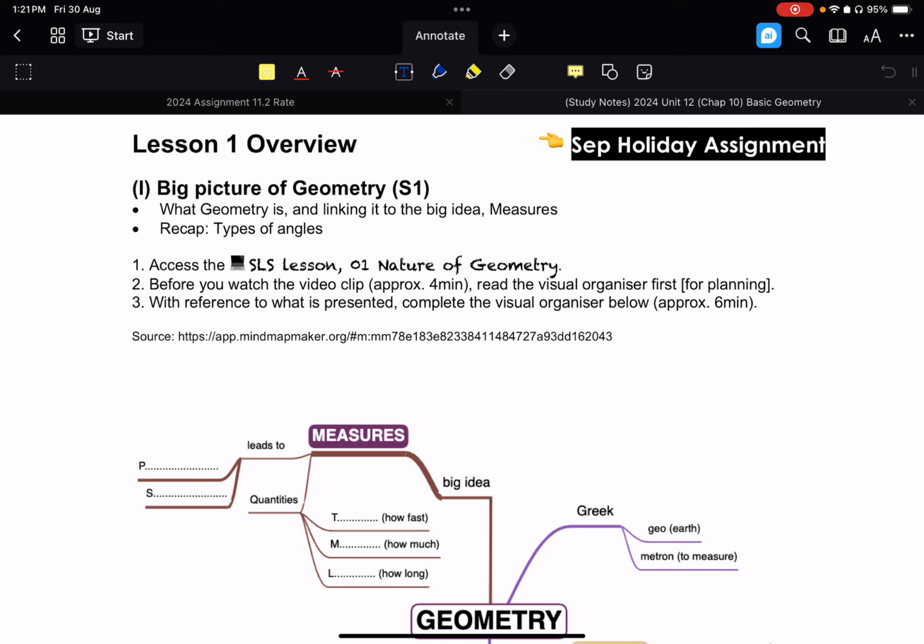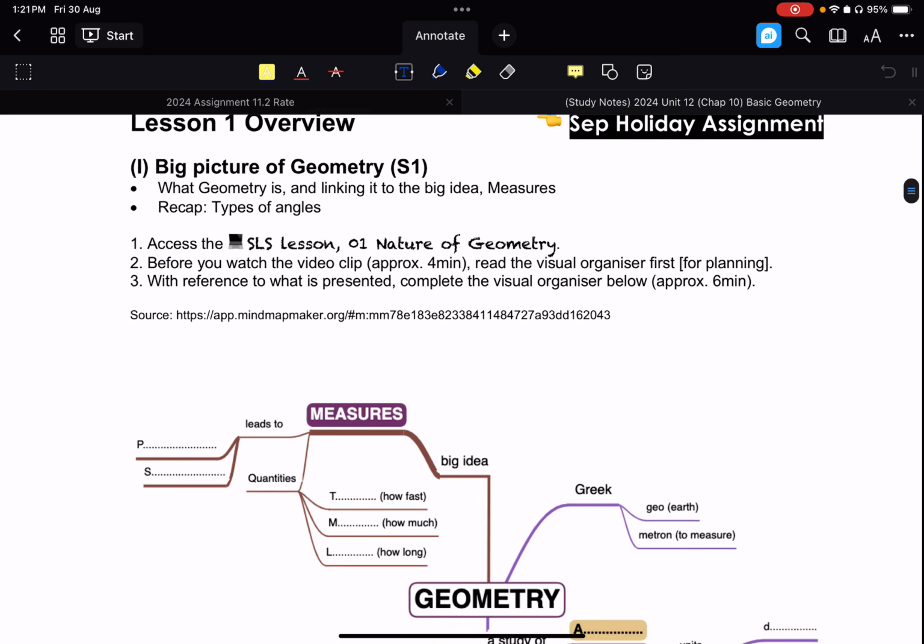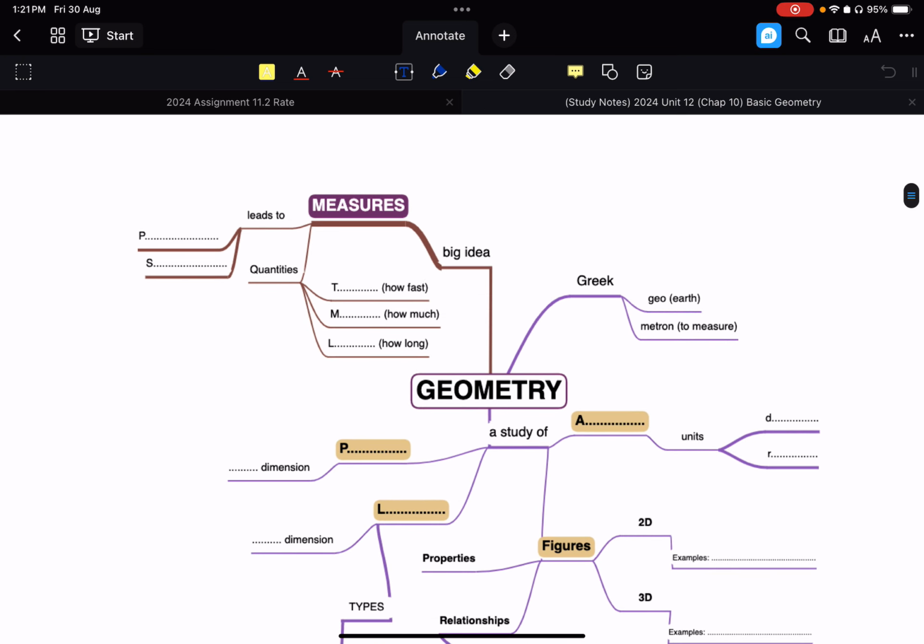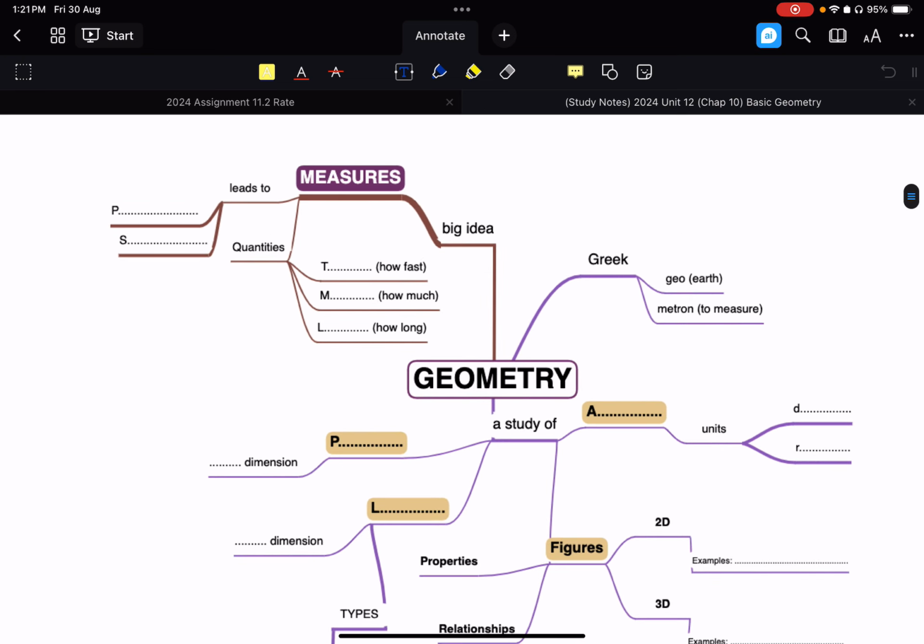Hello students, so in today's video we would like to take a closer look at geometry, right? So you have hopefully looked at the SLS lessons on the nature of geometry. Once you have done that, you should be able to fill in the necessary blanks here, right? So let's understand what geometry means.